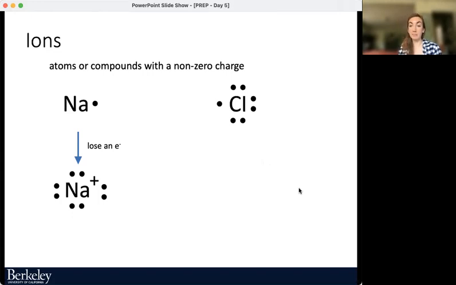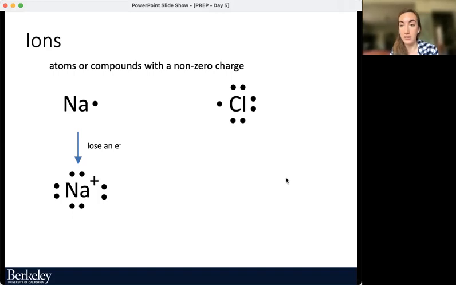So chlorine has 7 valence electrons. You can find that out again, either by filling up those orbitals like we did on the first slide today or all day yesterday, or you can just find what column it's in on the periodic table. So it has 7 valence electrons.